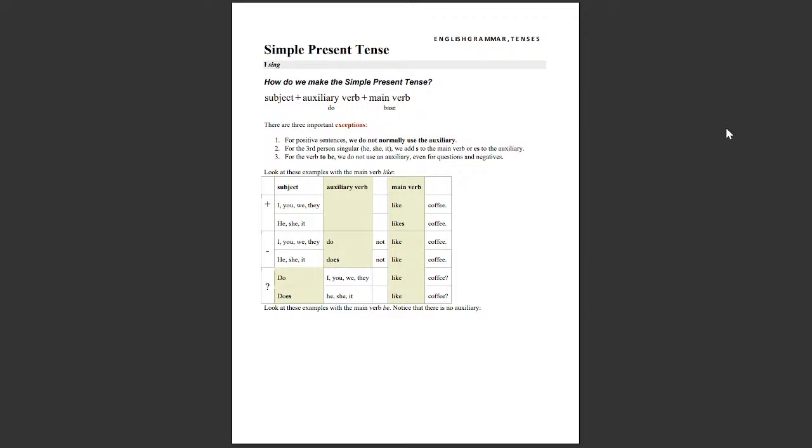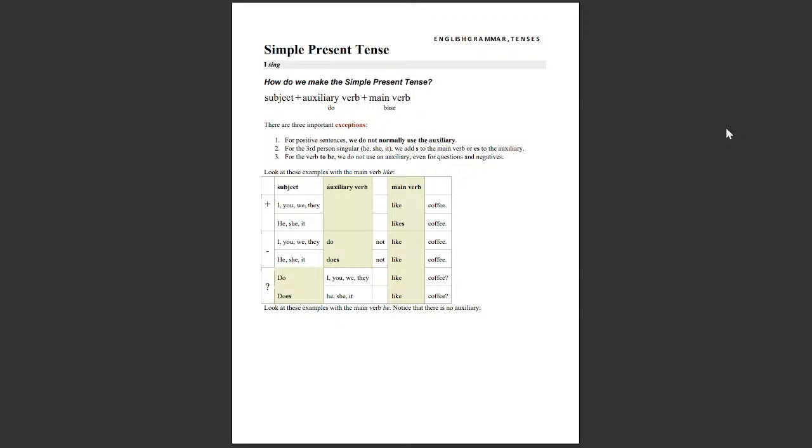And for questions, the auxiliary verb is do, with the subjects I, you, we, they. It's definitely changing here. Do I like coffee, do you like coffee, do we like coffee, do they like coffee. Okay, this is a sentence. And does he like coffee, does she like coffee. So this is a variation.